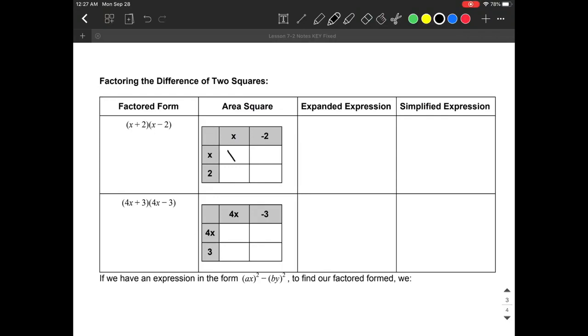I have x times x is x squared. x times 2 is 2x. Negative 2 times x is negative 2x, and negative 2 times 2 is negative 4. For the expanded expression, I'm just adding all of these up. I get x squared plus 2x minus 2x minus 4. And then for the simplified expression, I'm collecting those middle terms. Collectively, they are equal to 0, so they cancel each other out, and I'm left with just x squared minus 4.